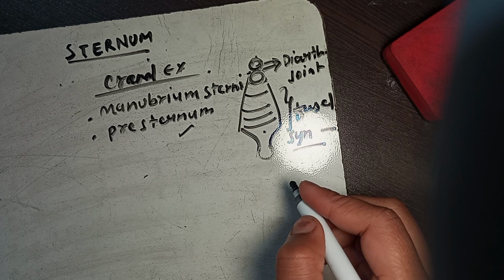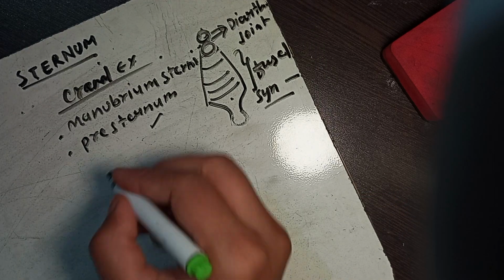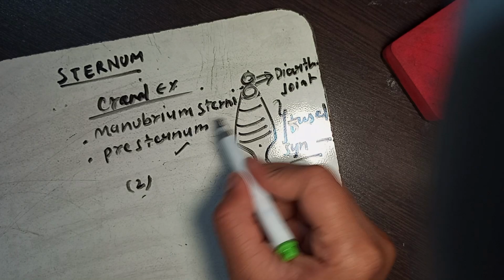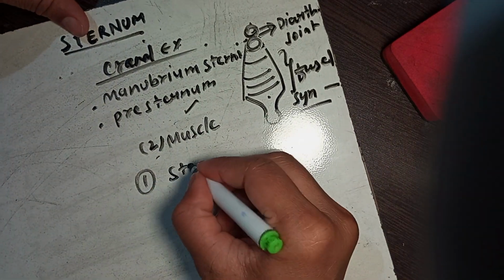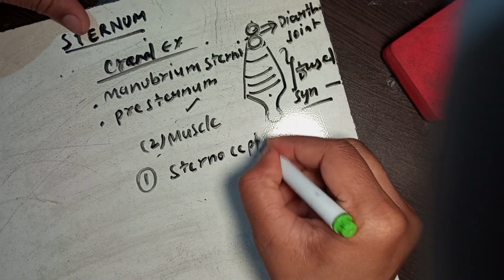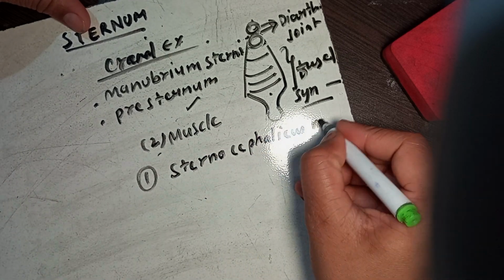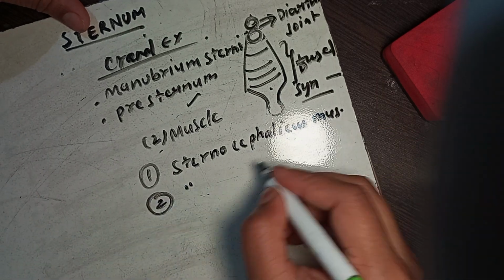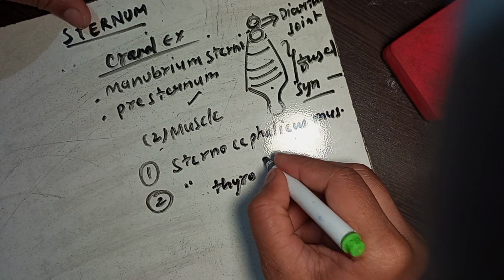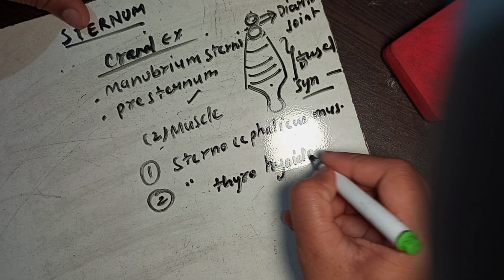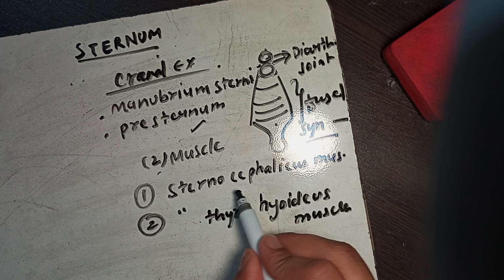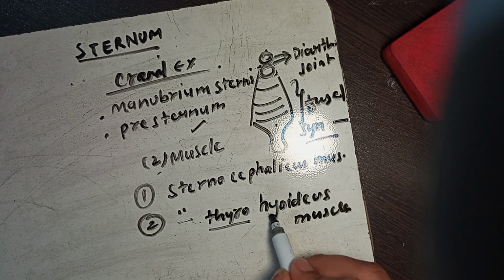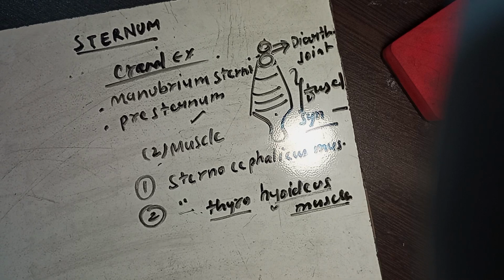Now, you have to remember that two muscles attach at the manubrium sterni. The first muscle is the sternocephalicus muscle and the second one is the sternohyoideus muscle. Correct? So you have to remember these two muscles. First is the sternocephalicus muscle and second is the sternohyoideus muscle. These two muscles are joined at the cranial end of the sternum.